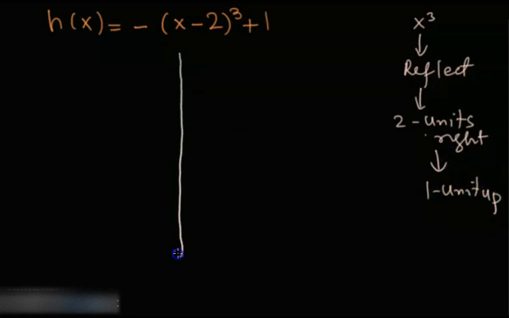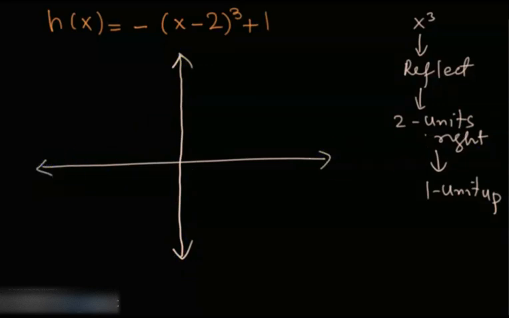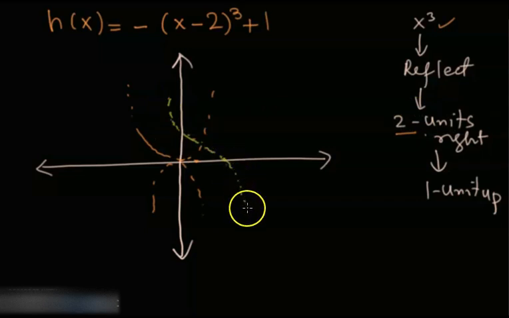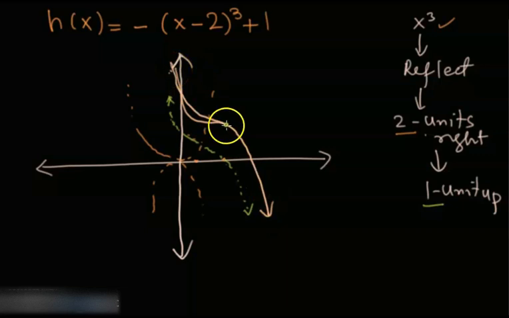So this is going to be something like this. If I talk about this x cube, this is going to be the x cube function, and if you reflect it, this is going to be the reflection. Then you need to move it 2 units to the right, so 1, 2, so the function will move. Let me use a different pen. It will be something like this, and then you have to take it 1 unit up, so here. So the graph that we needed is going to be something like this, roughly. We can take the idea from Desmos.